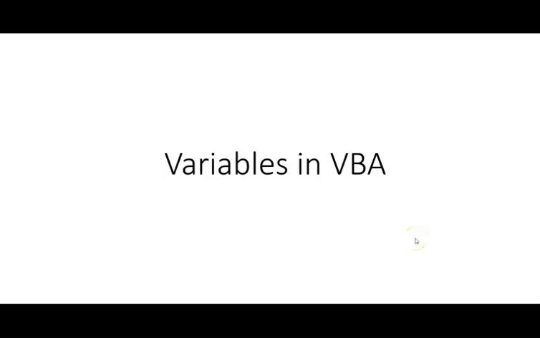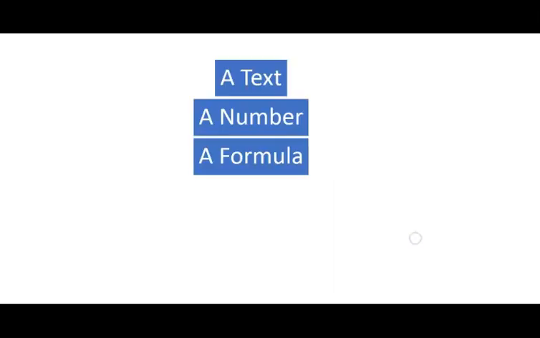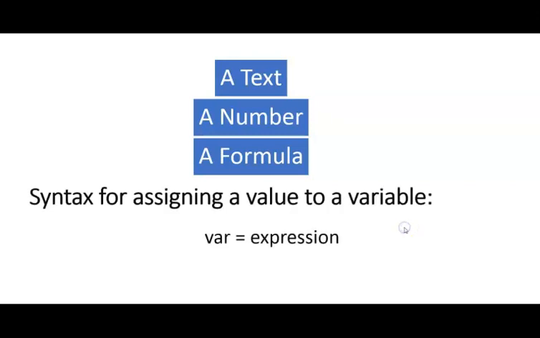Variables in Visual Basic for Applications. Variables are frequently used in VBA programs, and a variable is a place to store information. This information can be a text, a number, or a formula. The syntax for assigning a value to a variable in VBA is variable = expression. The expression can be a text, a number, or a formula.